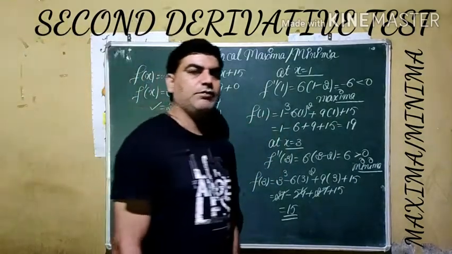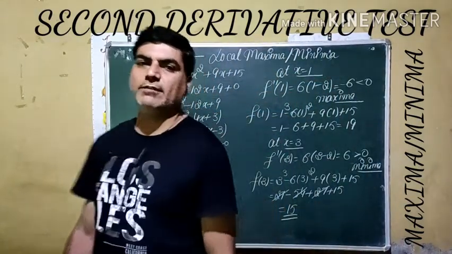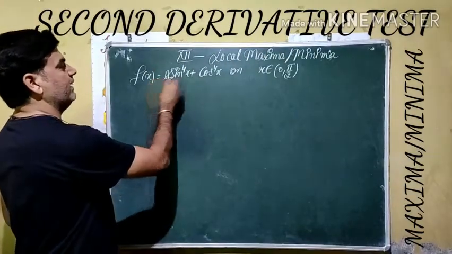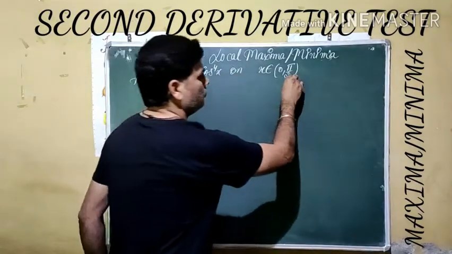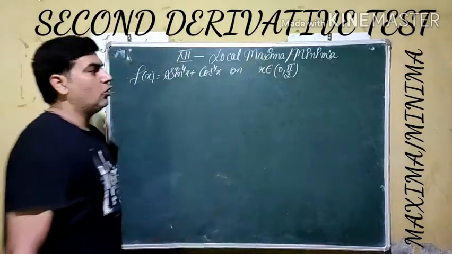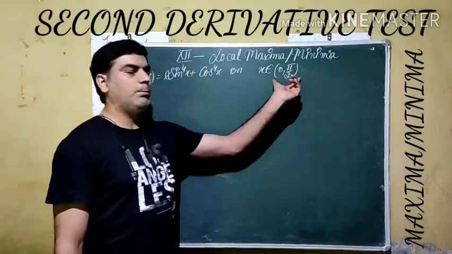Now we are going to continue with another type of function, a trigonometric function. For the trigonometric function, we are given sin raised to power 4x plus cos raised to power 4x. On the interval 0 to pi by 2, we have to find the local maximum or local minimum values on the given interval 0 to pi by 2.